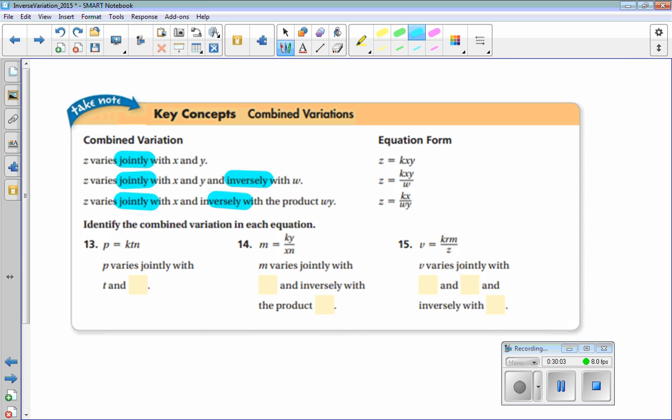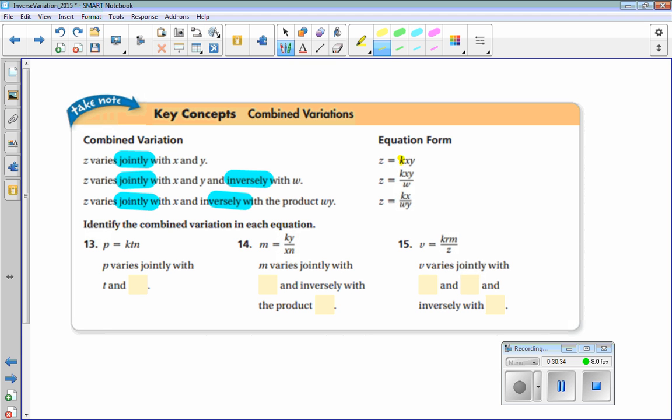Inversely, we know what that means. We're going to be dividing by our variable, whatever it's inversely as. Notice in the first one it says jointly. Notice what the equation looks like. Doesn't it kind of look like a direct variation equation? Y equals k times something. It's jointly with both x and y. So z varies, z equals kxy. K is always our constant of variation.